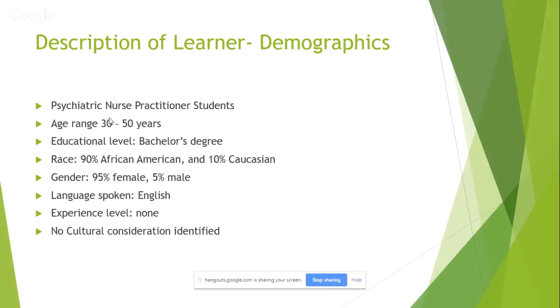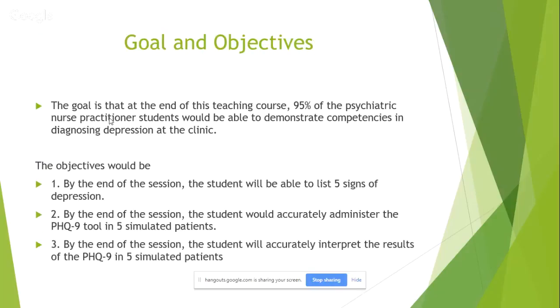The demographic for the learners for this project: the learners are psychiatric nurse practitioner students between the ages of 30 to 50. Their educational levels are bachelor's degrees. 90% of the students are African American, 10% Caucasian, and 95% of them are female, 5% male. All speak English, and there's no cultural constriction identified.